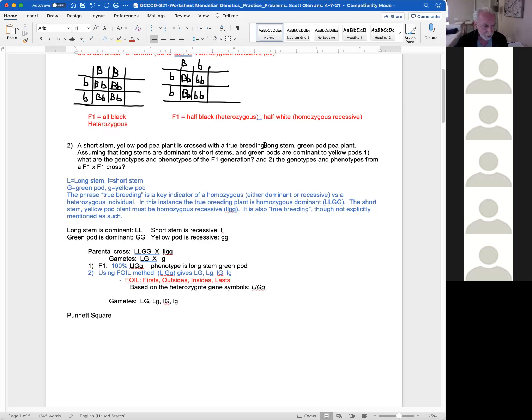So the true breeding long stem green pod, well, let's read the rest of the question. Assuming that long stems are dominant to short stems, and green is dominant to yellow. The question asks, what are the genotypes and phenotypes of the F1 and the genotypes and phenotypes of an F1 times F1 cross, which by definition is how you get to an F2.